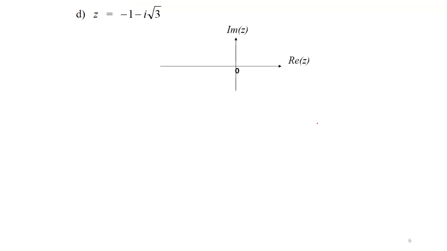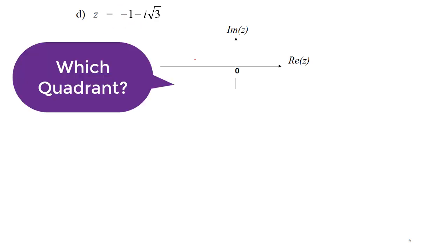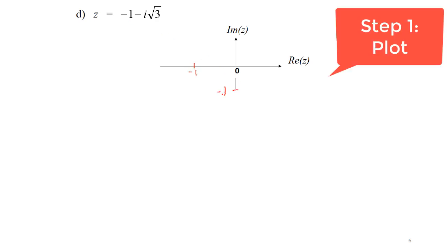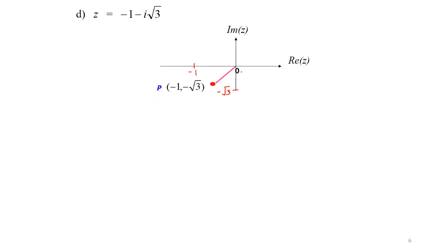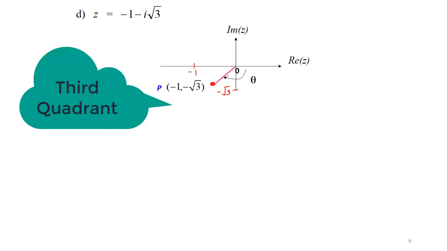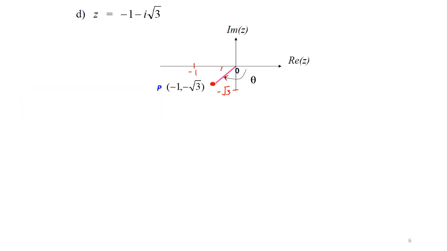Now, the last one here. If we notice, both the real and imaginary parts are negative. So guess which quadrant that is? First we sketch negative 1 on the real axis and negative square root of 3 on the imaginary axis. So that will be in the third quadrant. We have theta there; theta is rotating clockwise and we have alpha as the reference angle. So the argument is negative pi plus alpha.